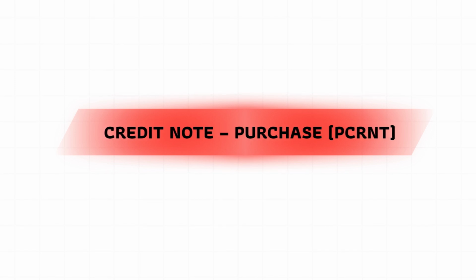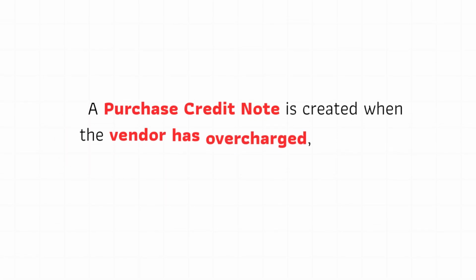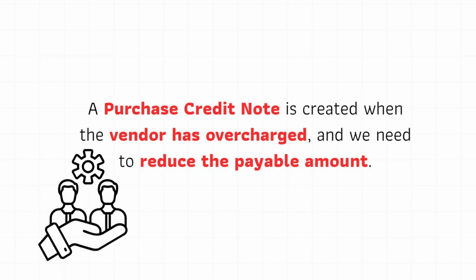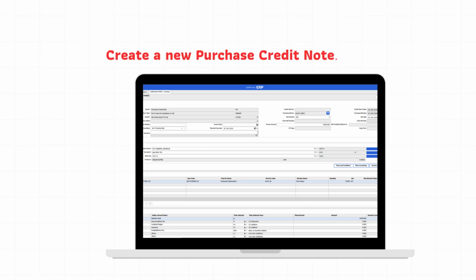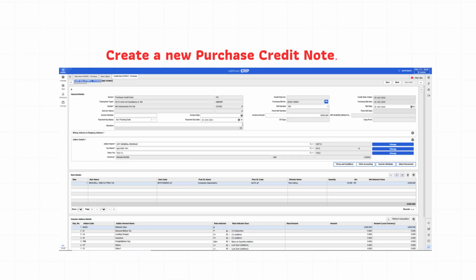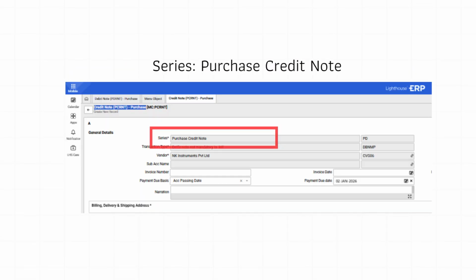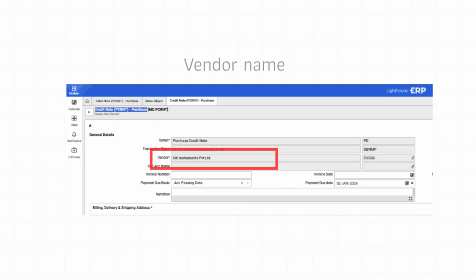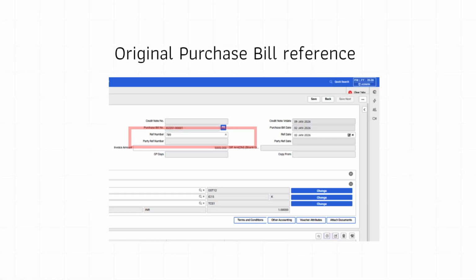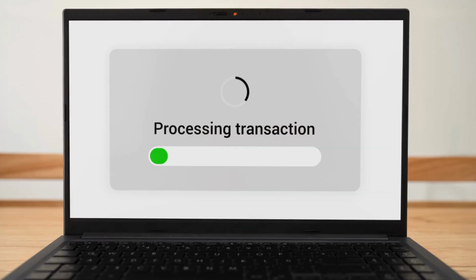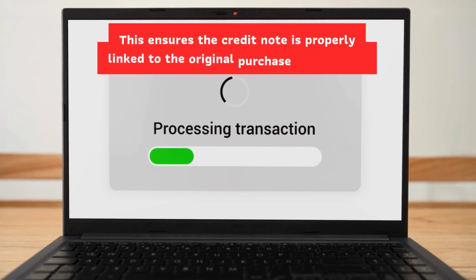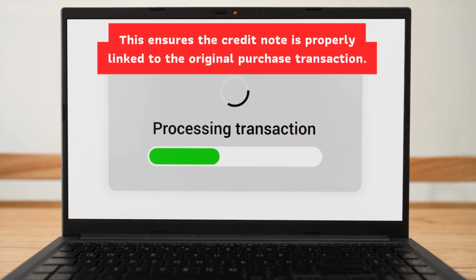Credit note, purchase, PCRNT. A purchase credit note is created when the vendor has overcharged, and we need to reduce the payable amount. This screen is used to create a new purchase credit note. Here, we select Series, Purchase Credit Note, Vendor Name, Original Purchase Bill Reference, Credit Note Date. This ensures the credit note is properly linked to the original purchase transaction.